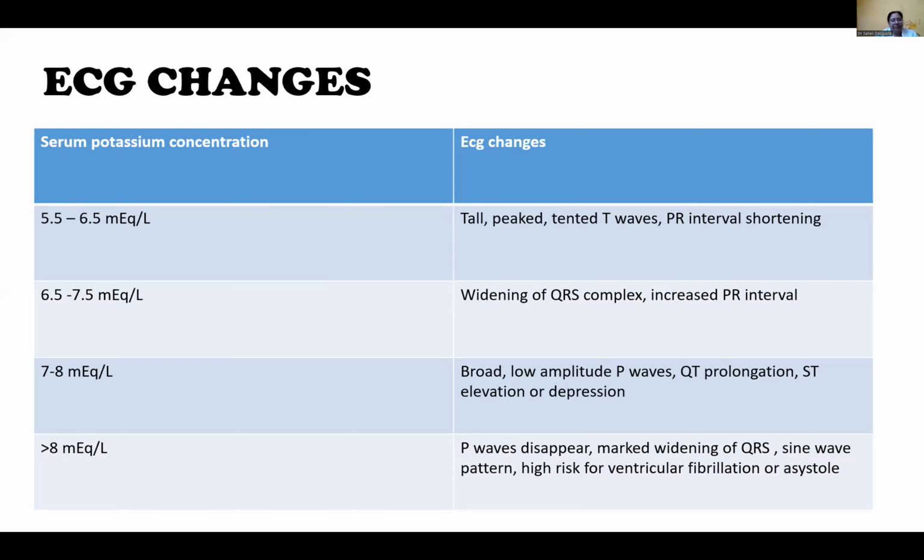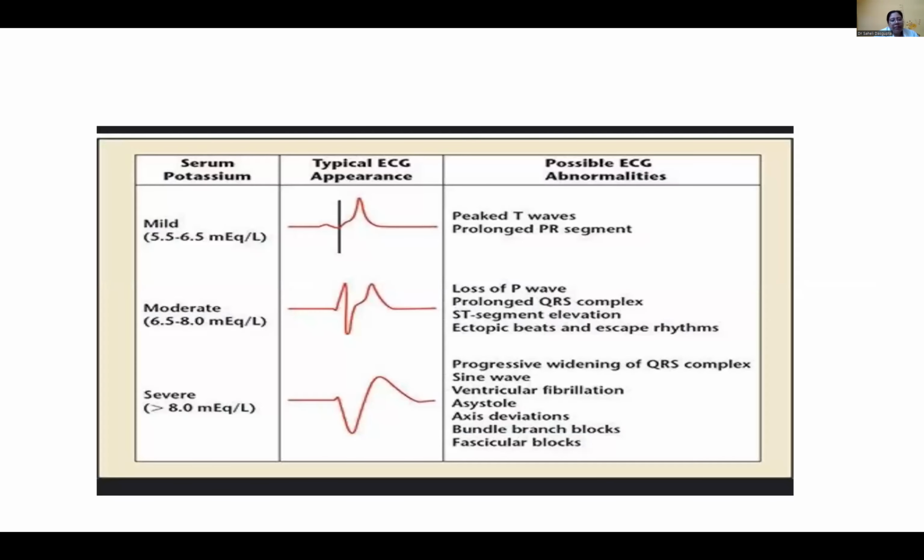As we can see from the ECG, initially when it's mild, there are peaked T waves with prolonged PR segment. In case of moderate hyperkalemia, we can see the loss of P wave and the QRS complex is getting prolonged. And if it's severe, it's just a sine wave pattern. So this is very dangerous.